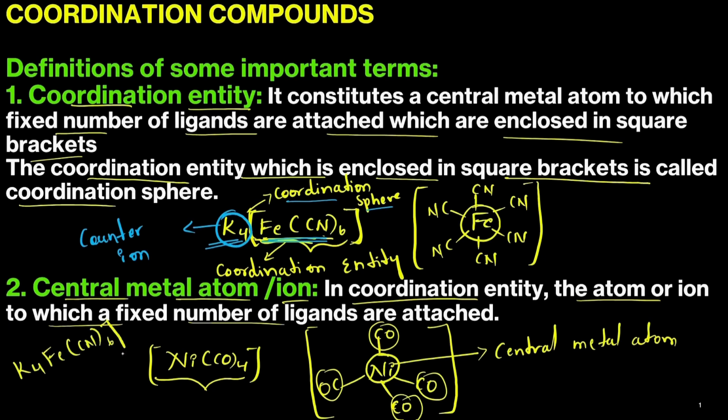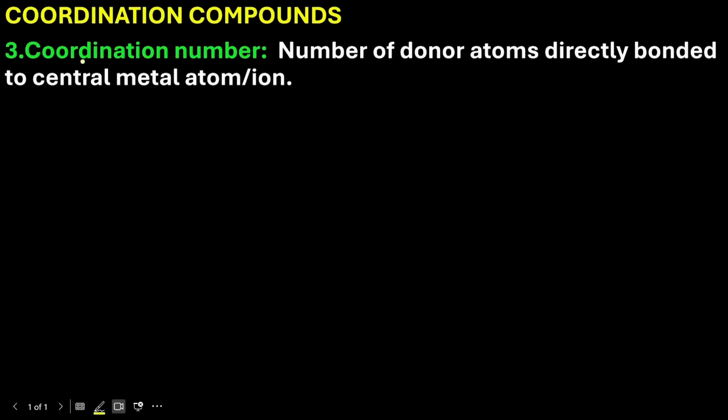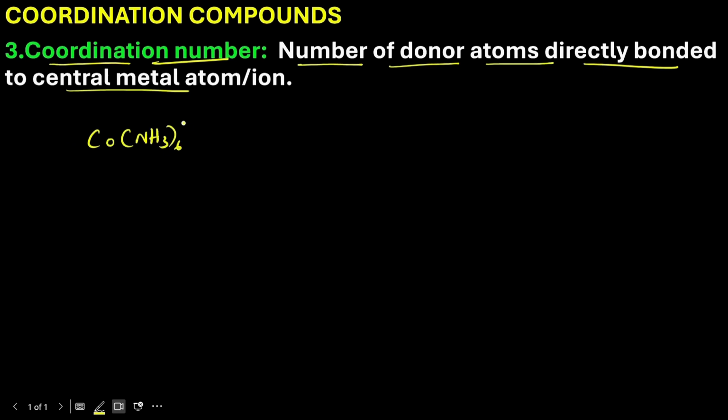[Fe(CN)6]. Okay, this is the coordination compound. So, in this coordination compound, here iron is attached to 6 CN ligands. Therefore, this iron is called the central metal atom. Next one is the coordination number. Here coordination number means the number of donor atoms directly bonded to the central metal atom. For example, consider [Co(NH3)6], okay. Here the charge is 3 plus.